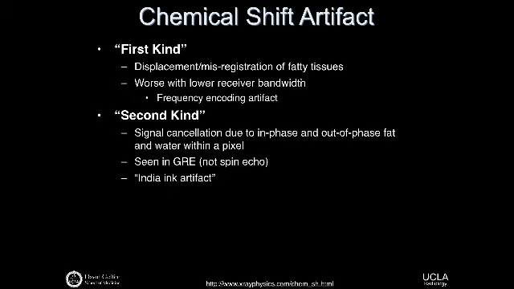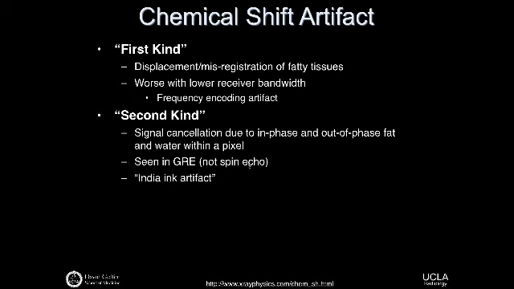So it's chemically shifted. How much it shifts depends on our receiver bandwidth, how we set our bandwidth. Low bandwidth acquisitions will have more chemical shift. And the bandwidth is specifically related to the frequency encoding gradients, so this is a frequency encoding artifact. Another kind of chemical shift artifact was the so-called second kind, where you have fat and water spinning around with one another, and sometimes they're in phase and sometimes they're opposed phase. That's an effect where you can get signal cancellation when they're out of phase with one another. And that's going to be typical in a gradient echo sequence, but not a spin echo sequence.